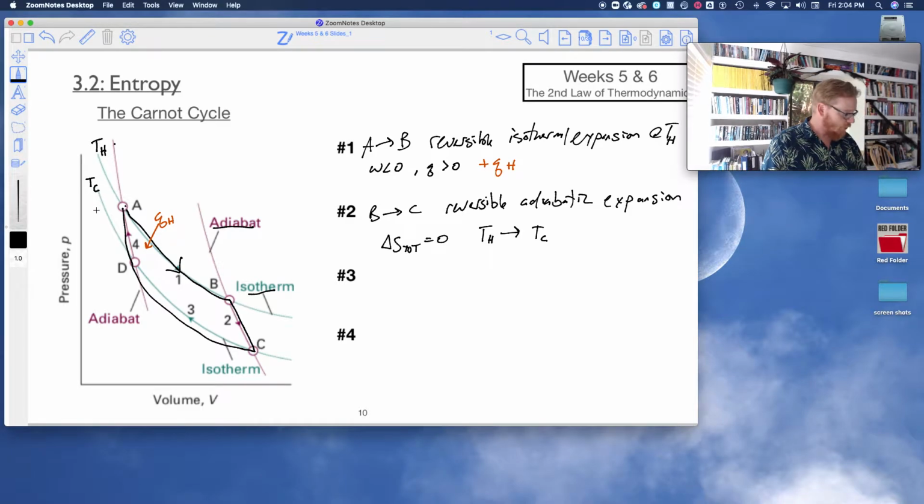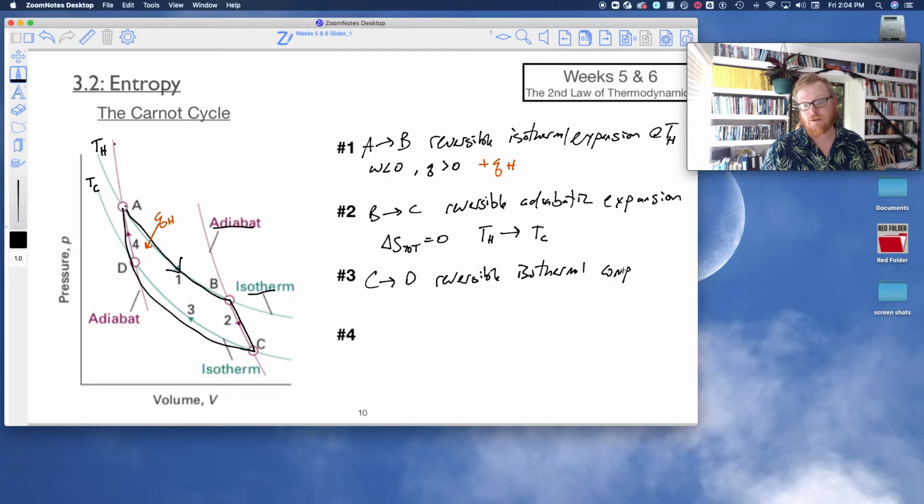Okay? So now what's happening when we go from point C to D? To get from C to D, this is now going to be reversible isothermal compression. Because now we note we're going this way, so the volume is getting smaller. Let me highlight those arrows. Okay, so the volume is getting smaller.